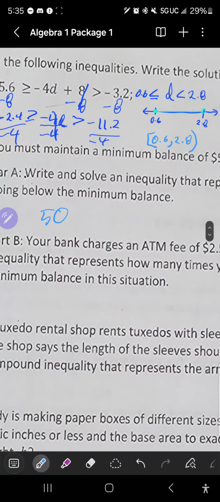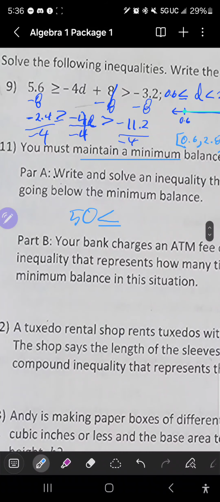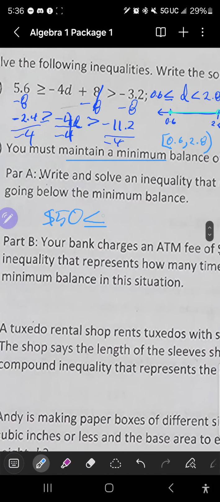Now, also, you must maintain a minimum balance. It basically means that you cannot go under the minimum balance in your account. So the number you're going to calculate needs to be greater than or equal to, because you must maintain at least $50. So this is going to be at least $50. That's the reason you put less than or equal. I don't know why I said greater before. So that $50 is the minimum, or the least that you can have.